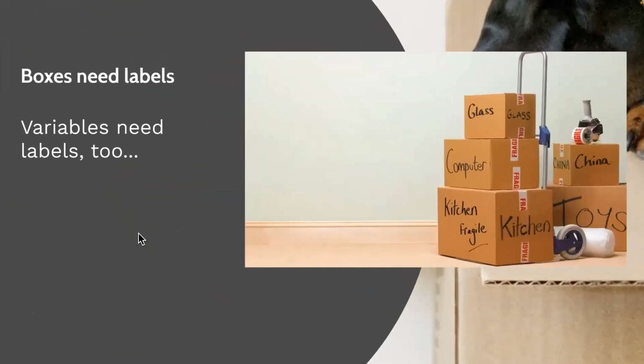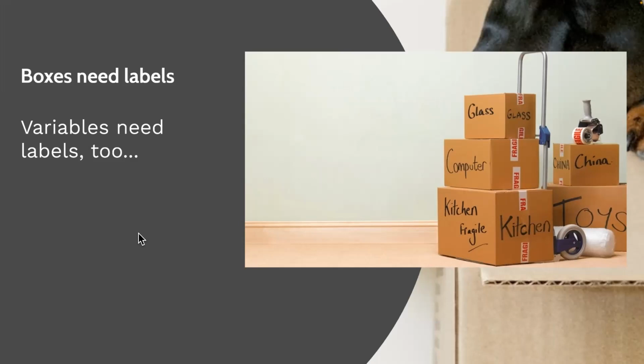And boxes need names. Boxes need labels. Variables need labels too, right? In order to know what's inside the box, we have to give it a name. Maybe there's so much in there, when you start to unpack it, you don't know exactly what's going to be in there at the bottom. So we're going to give our variables a name, and that's how we're going to be able to call them.